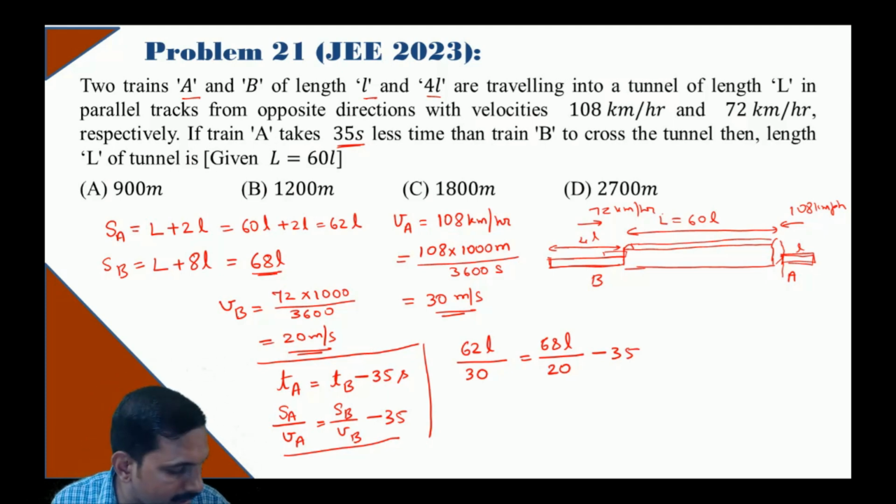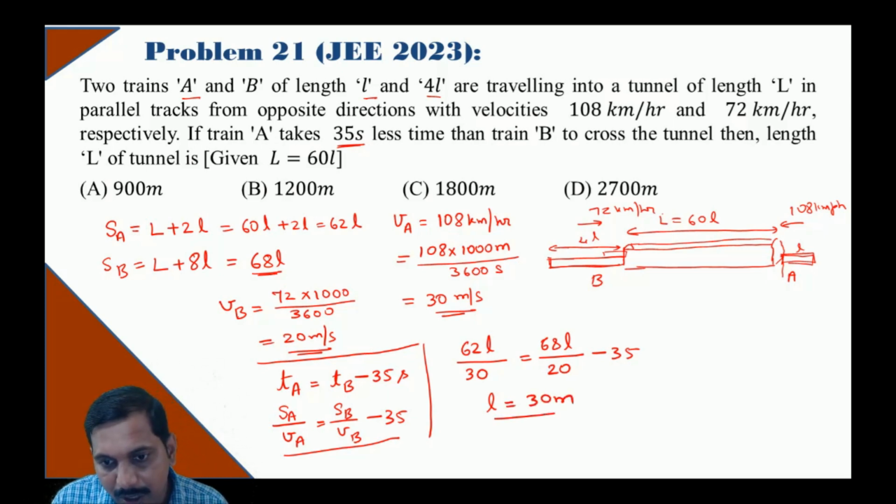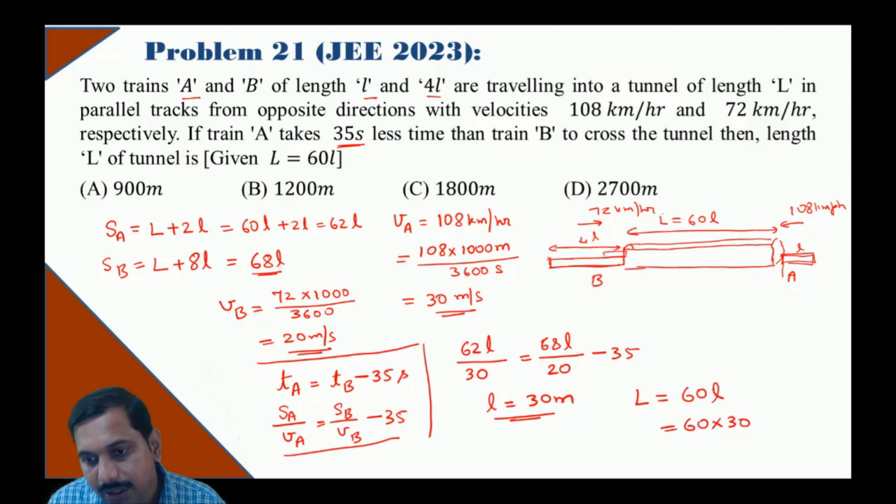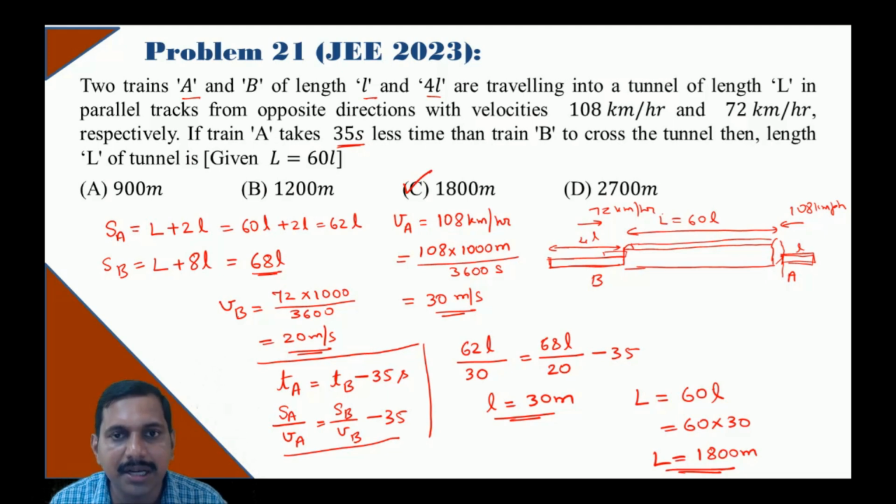When we solve for l here, I will not do the basic algebra, I think you can do the algebra easily. What I get is small l is 30 meters. So if small l is 30 meters, capital L is equal to 60 small l, which is 60 into 30, which is equal to 1800 meters. So capital L is 1800 meters. C is the right answer.